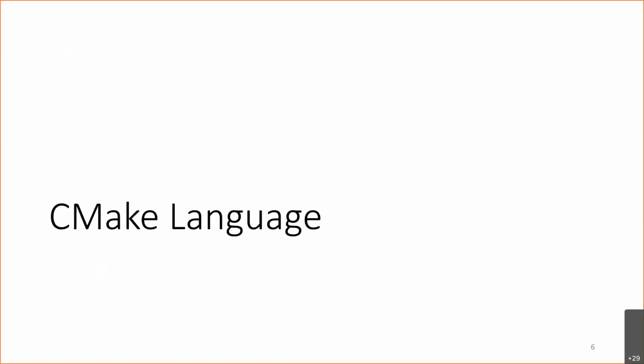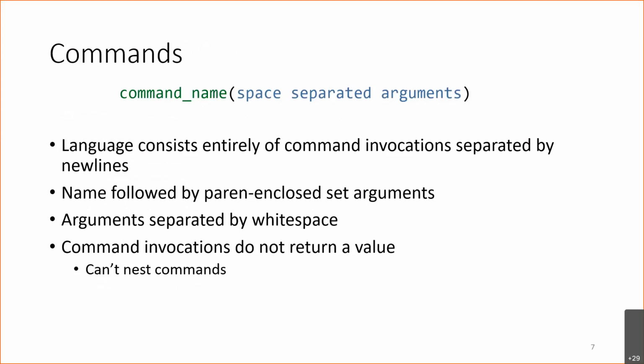So let's dig into some of the syntax of the CMake language itself. The language itself is pretty simple. It consists of a series of command invocations, each terminated by a new line, where a command invocation is just a name followed by a set of parentheses enclosing some white space separated arguments. Of note here is that command invocations don't return a value, and as such, you cannot nest command invocations inside arguments to other commands.